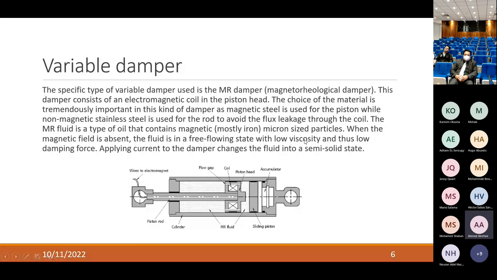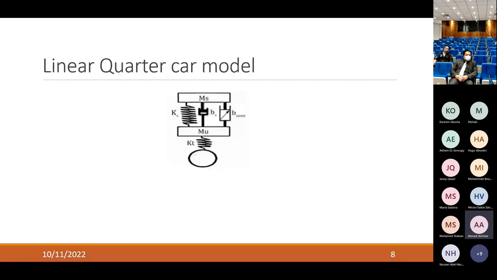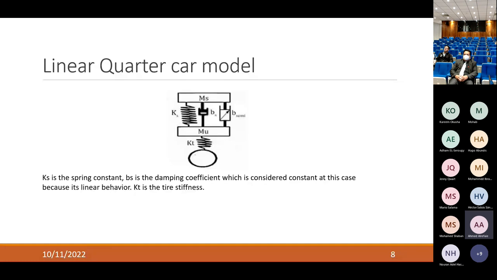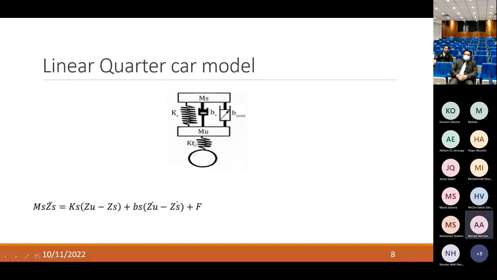Going into the linear quarter car model, assuming vehicle symmetry, here is the model that we'll be implementing different control techniques on. KS is the spring constant, BS is the damping coefficient, which is considered constant in this case because it's linear behavior, and KT here is the tire stiffness. Using the Newtonian modeling technique, or specifically Newton's second law, here are the equations of motion we are using to model the quarter car linear suspension system.